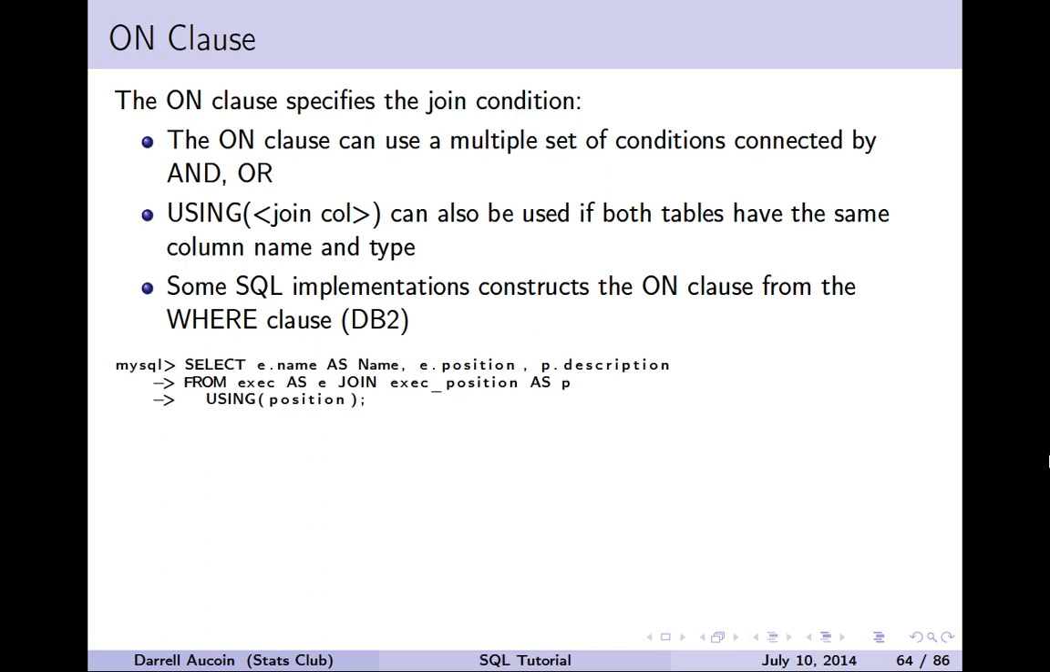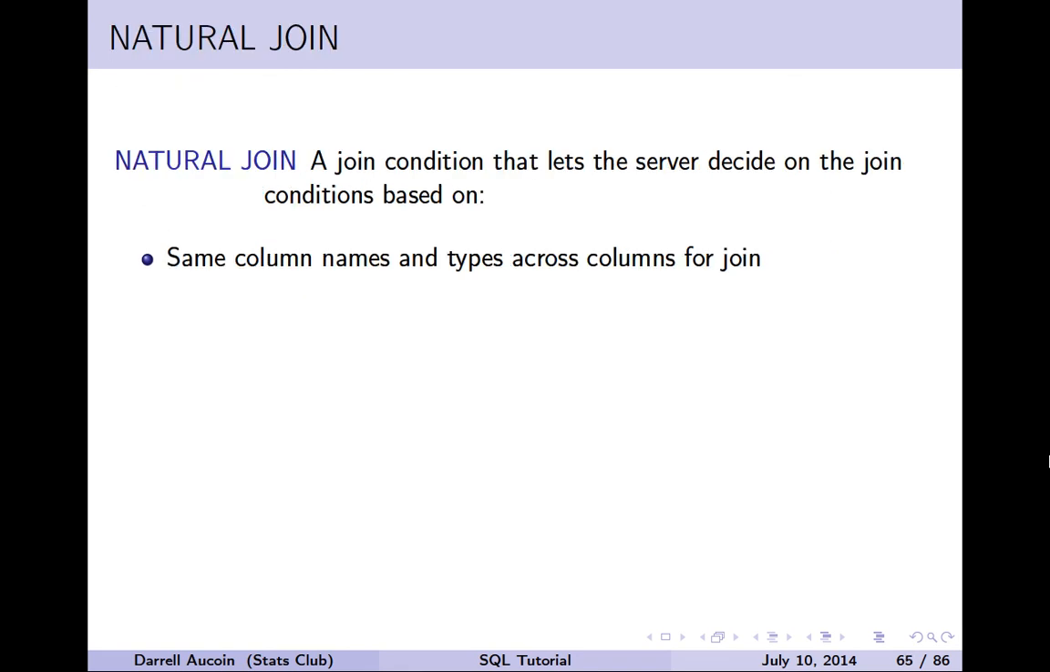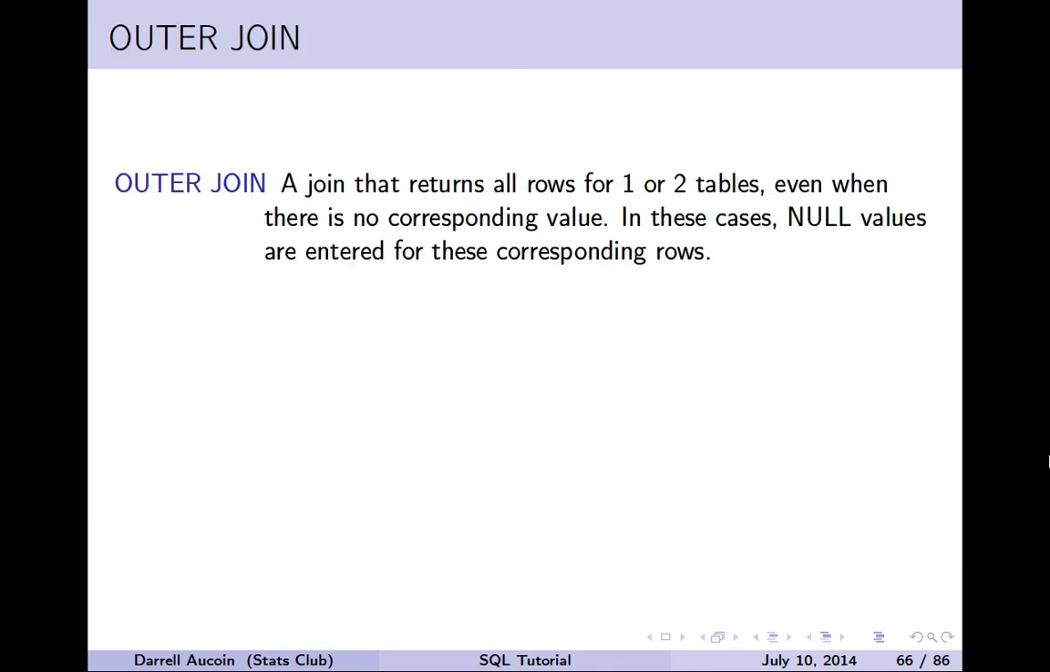And for instance, if we use using instead of an on clause, it gives us the exact same information. Natural join lets the server decide on the join conditions. For instance, if we do the exact thing we were doing before, notice there's no on clause, and it gives exactly the same result.